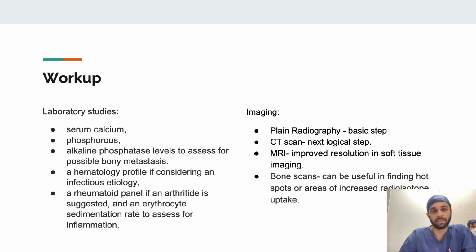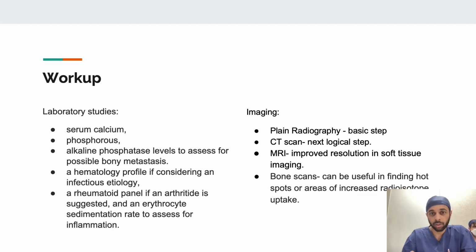So the basic step is to start with a plain radiograph. The plain radiograph gives you a lot of information, both in regards to the bone and the surrounding soft tissue. Once you find a suspicious lesion on the plain X-ray, the next logical step would be to go for a CT scan to have a better evaluation.